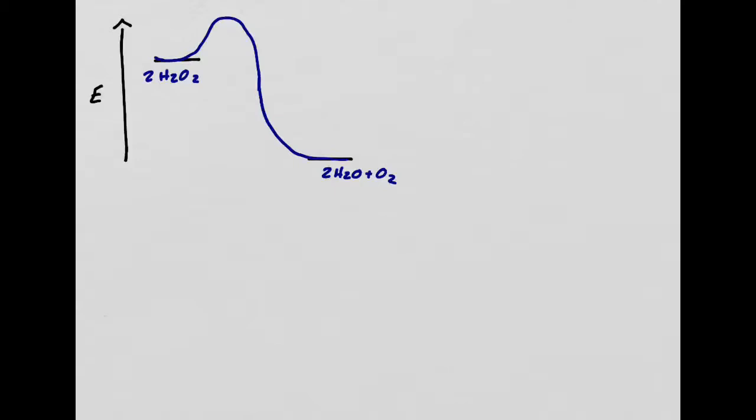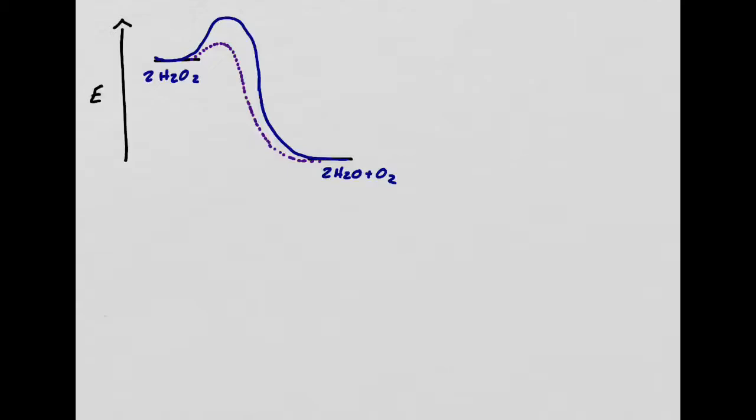Now, if I have a catalyst, it alters the reaction mechanism. Now, this is going to be my new hump. So it's altering the pathway. So far, so good.